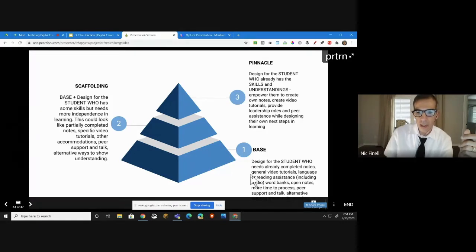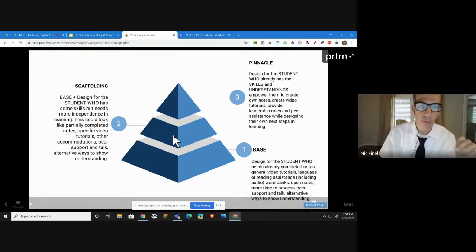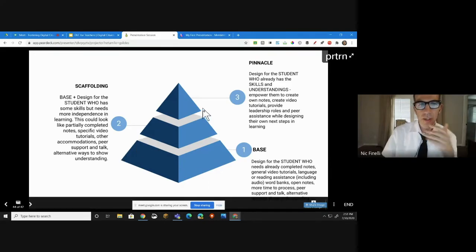So each group or each area is getting, like what Vygotsky would say, they're in their zone of proximal development. And so this helps us reach those kids.